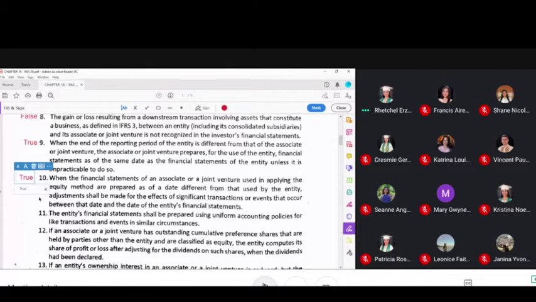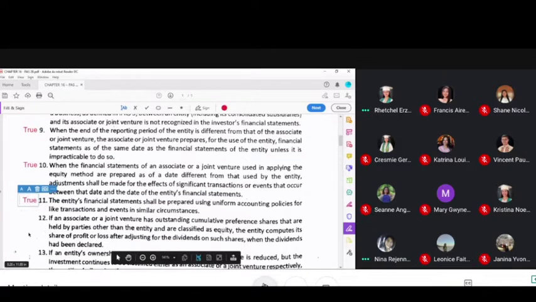11. The entity's financial statements shall be prepared using uniform accounting policies for all transactions and events in similar circumstances. True, sir. Okay, this is what I mentioned earlier. You will have to use uniform accounting policies. 11 is true. Number 12.